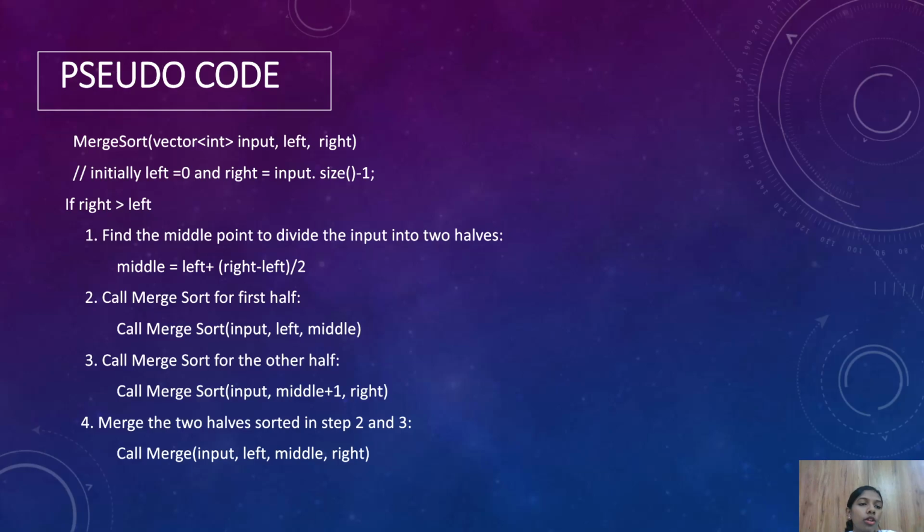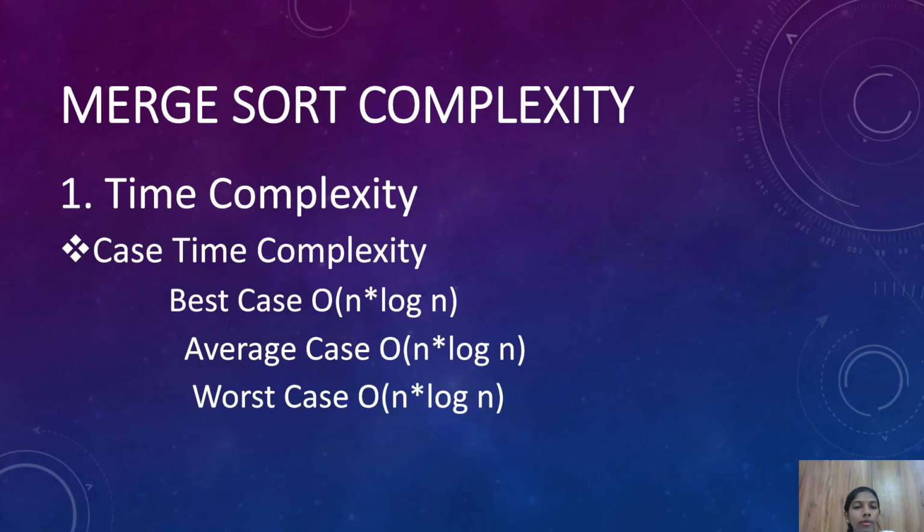This is the pseudocode for the merge sort, where if right is greater than left, find the middle point to divide the input into two halves, where middle is equal to left plus (right minus left) by 2. The second step is to call the merge sort for the first half, where the input is left and middle. Call merge sort for the other half is the third step, where the input middle plus 1 and right is called. Merge the two halves sorted in steps 2 and 3. Input left, middle and right.